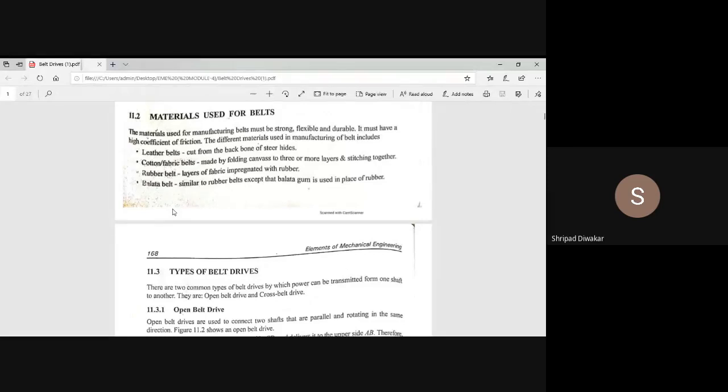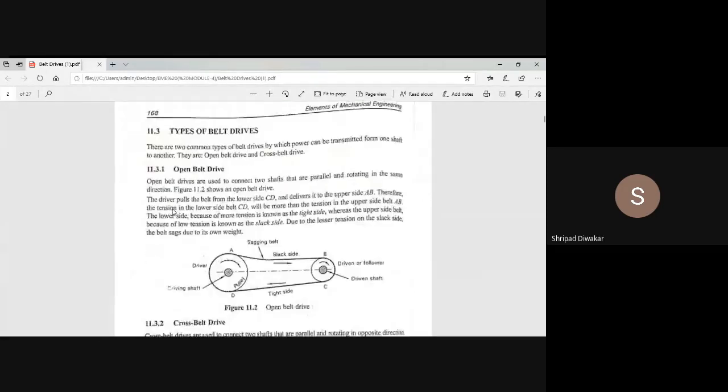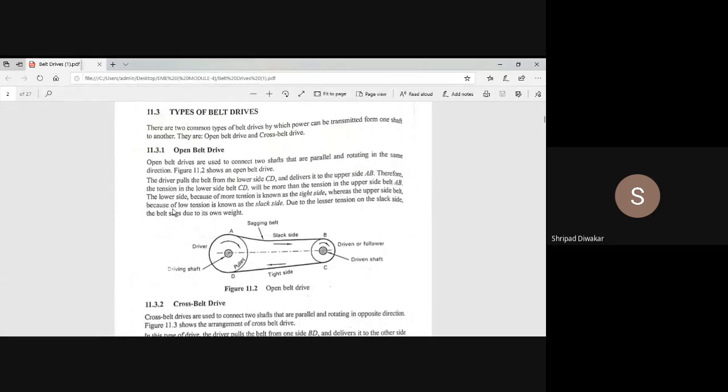Next, we have the classification of belt drives. There are mainly two types of belt drive. One is called open belt drive and the second is called cross belt drive. The first category is the open belt drive. In open belt drives, as I said, we have two pulleys, one called the driving pulley and another called the driven pulley. Remember, the driving pulley is also called the driver, whereas the driven pulley is also called the driven or follower. One is the driver and one is the follower.